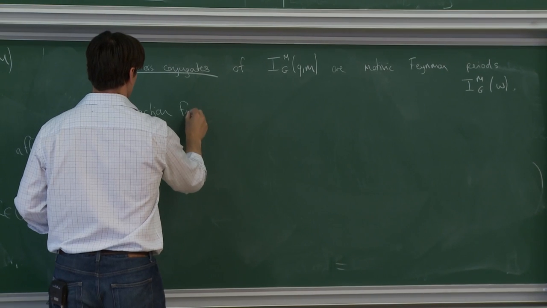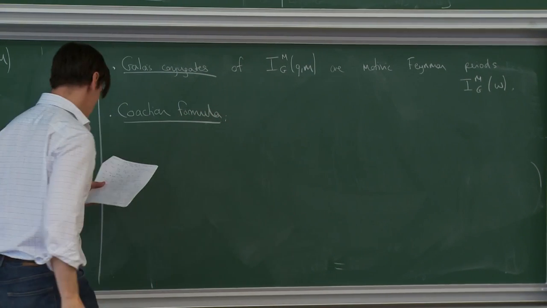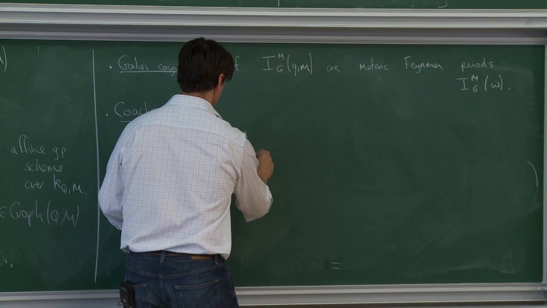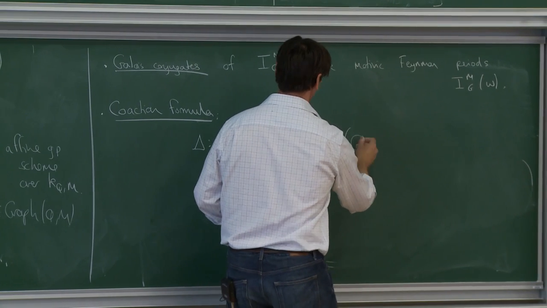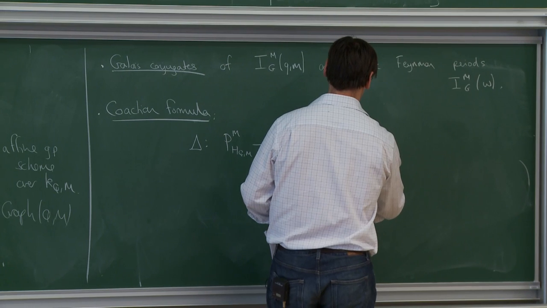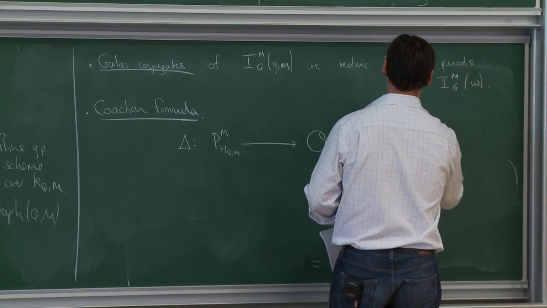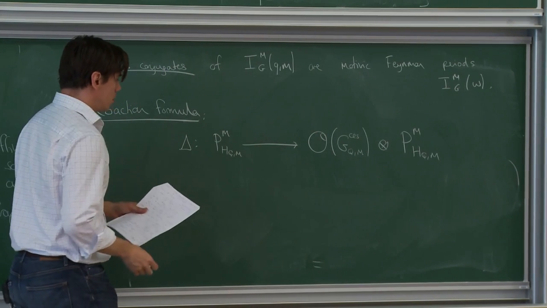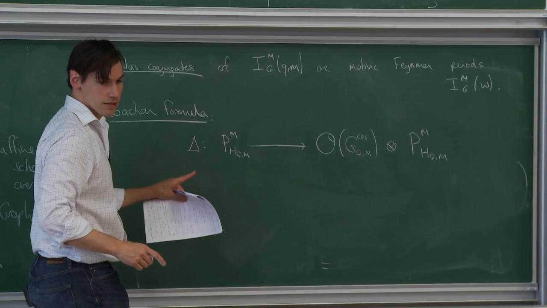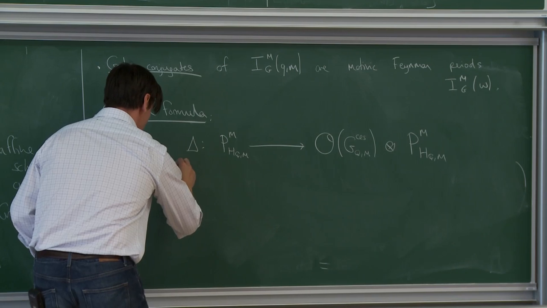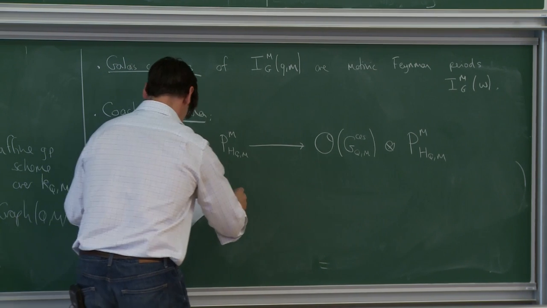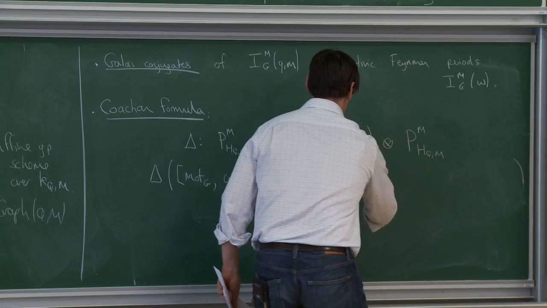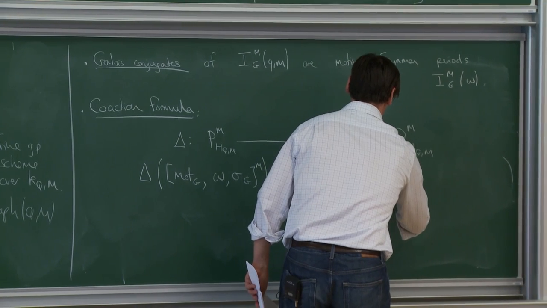And there's a formula for the corresponding coaction, which I'll remind you of from the second lecture. We have a coaction delta from the ring of motivic periods to the affine ring of G_cosmic_QM. So this encodes the action of the Galois group on the ring of periods. Did I say nabla? I meant delta. Thank you, sorry. So the formula is this. You take this matrix coefficient, apply it to a general Feynman period, and it maps to omega, e_i, check.